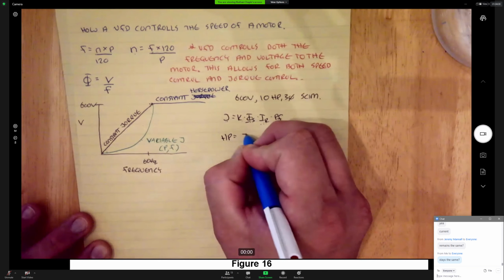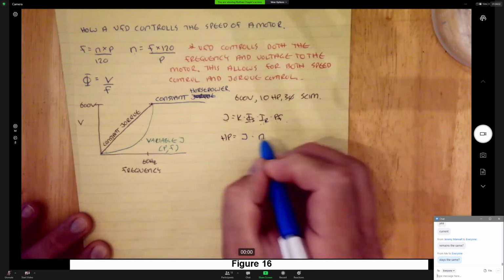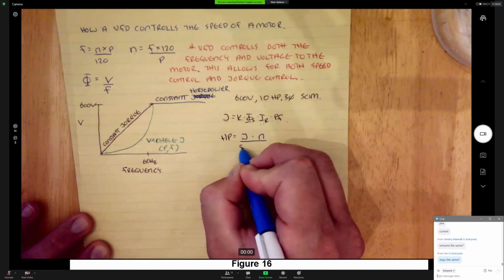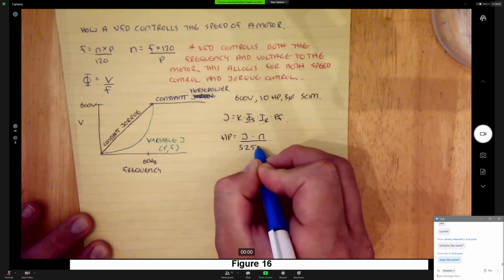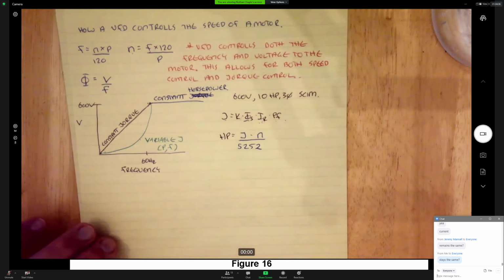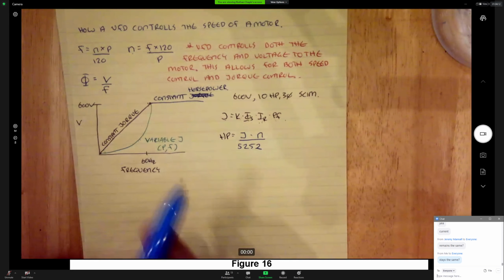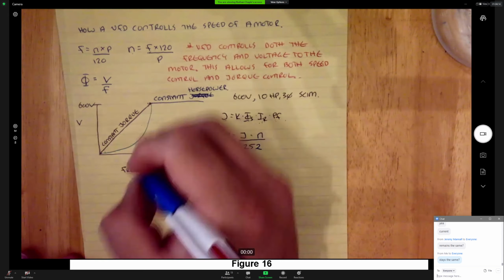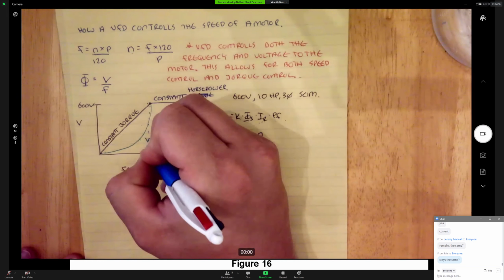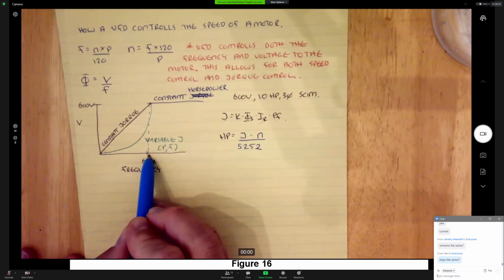Horsepower is equal to the torque times the speed divided by 5252. There are many other formulas for torque. This is just one example. We want to keep it simple here. So notice what's happening. Remember, we drew a line straight up from 60 hertz.